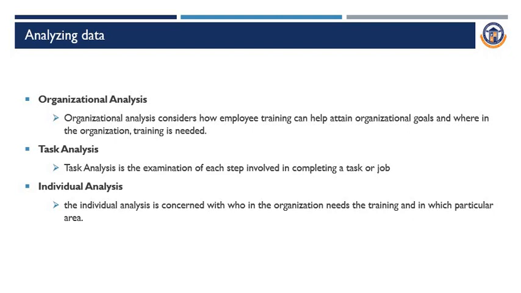Then the next thing is analyzing data. As we said earlier, there are three kinds of analysis: organization analysis, task analysis, and individual analysis. This analysis can be conducted at three levels: at the level of the organization, at the level of the individual, and at the level of the job. Each is called organizational, individual, and job analysis.